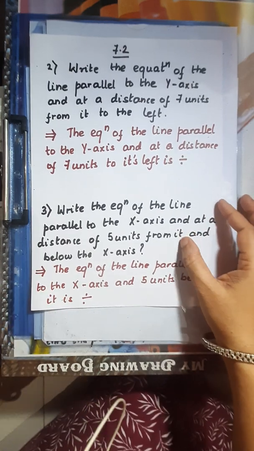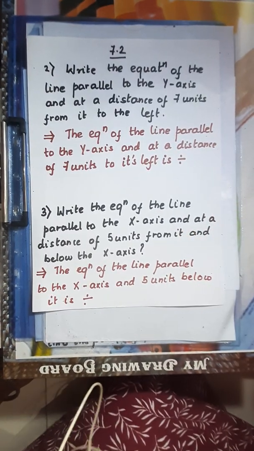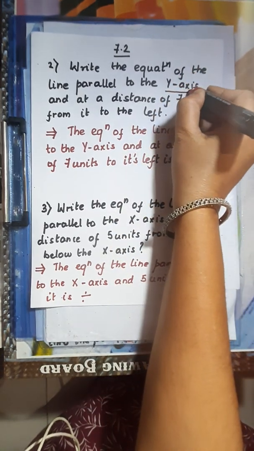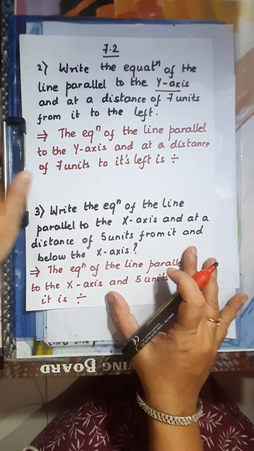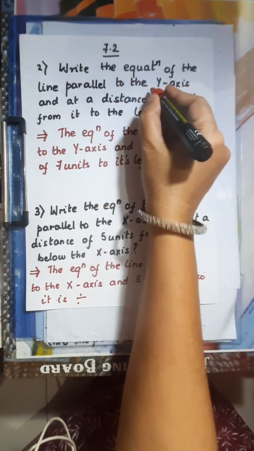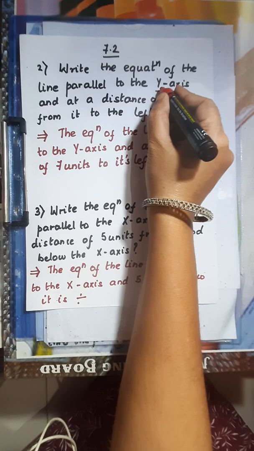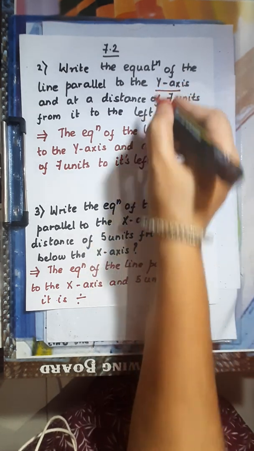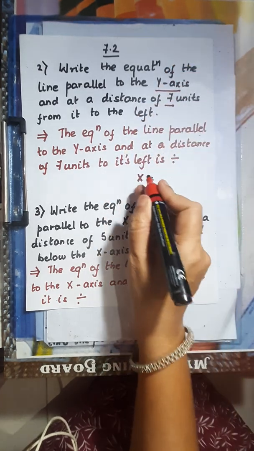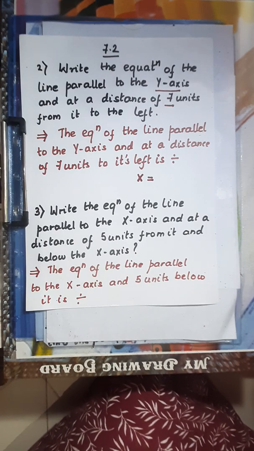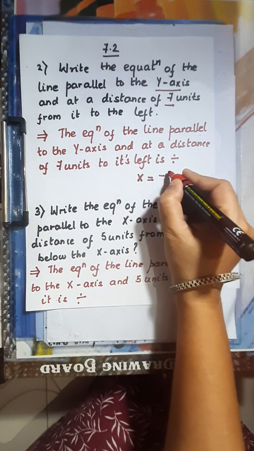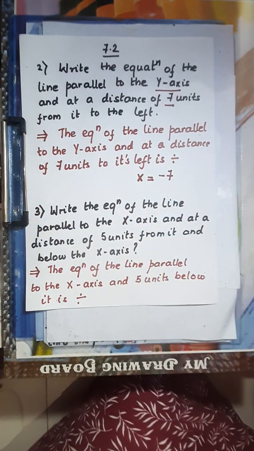So see here. Write the equation of the line parallel to the y-axis. Please underline the word y-axis, and at a distance of 7 units from it to the left. Now it is parallel to the y-axis, which means it cuts the x-axis. So we will say x is equal to 7 units to its left. Left means negative, so we will write x is equal to -7.